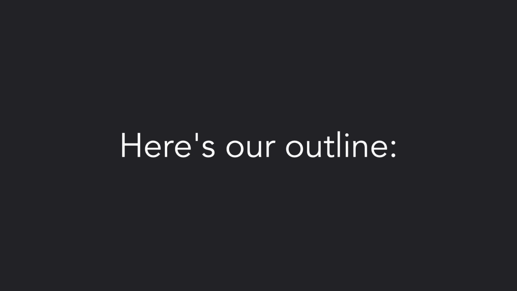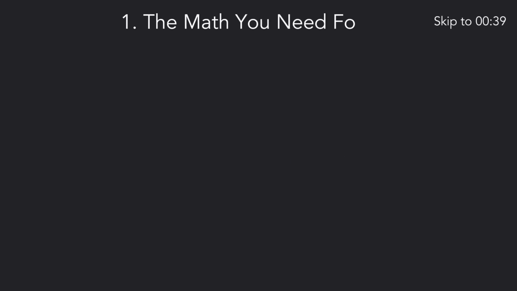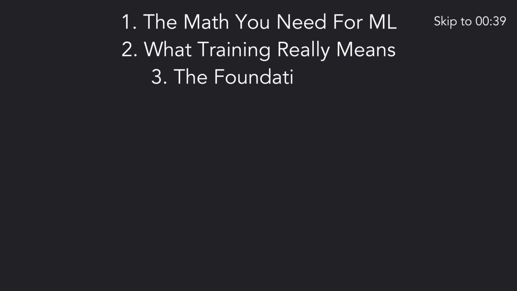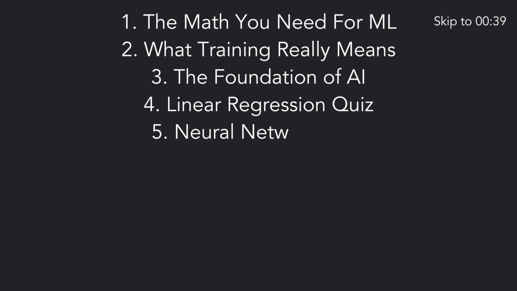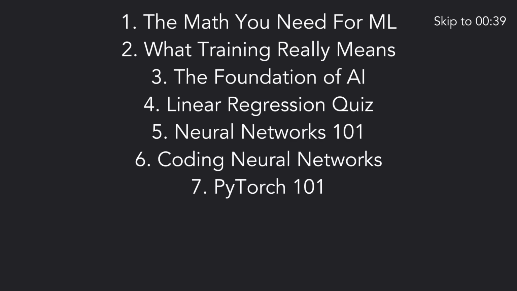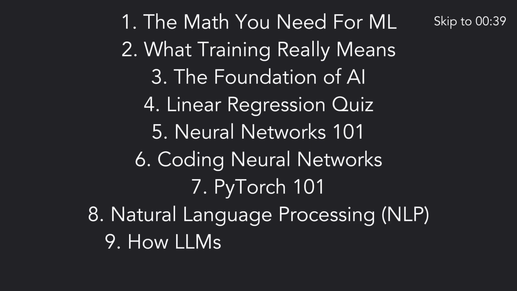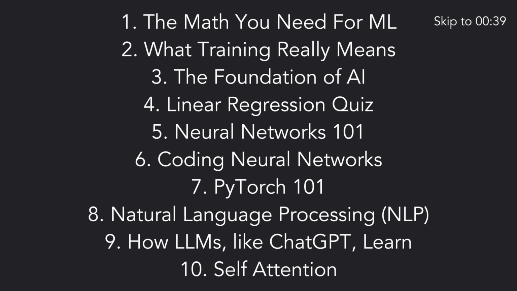Here's our outline. First, the math you need for ML. Second, gradient descent. Third, linear regression. Fourth, a linear regression quiz. Fifth, neural networks 101. Sixth, coding neural networks. Seventh, PyTorch 101. Eighth, NLP 101. Ninth, how LLMs learn. Tenth, self-attention.